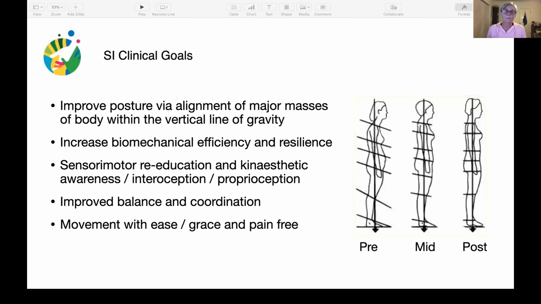We outlined some of the goals of structural integration, and this by no means is the full list. These were just highlighting some of the key things for the group. So improved posture within that vertical line of gravity. Having the body move with more grace and ease, efficient, a little bit more resilient. And these will all be familiar terms and ways we convey structural integration. Re-education and awareness are key things. So that was a really important aspect, that we're not just solving problems, we're looking at a whole person and the whole body.